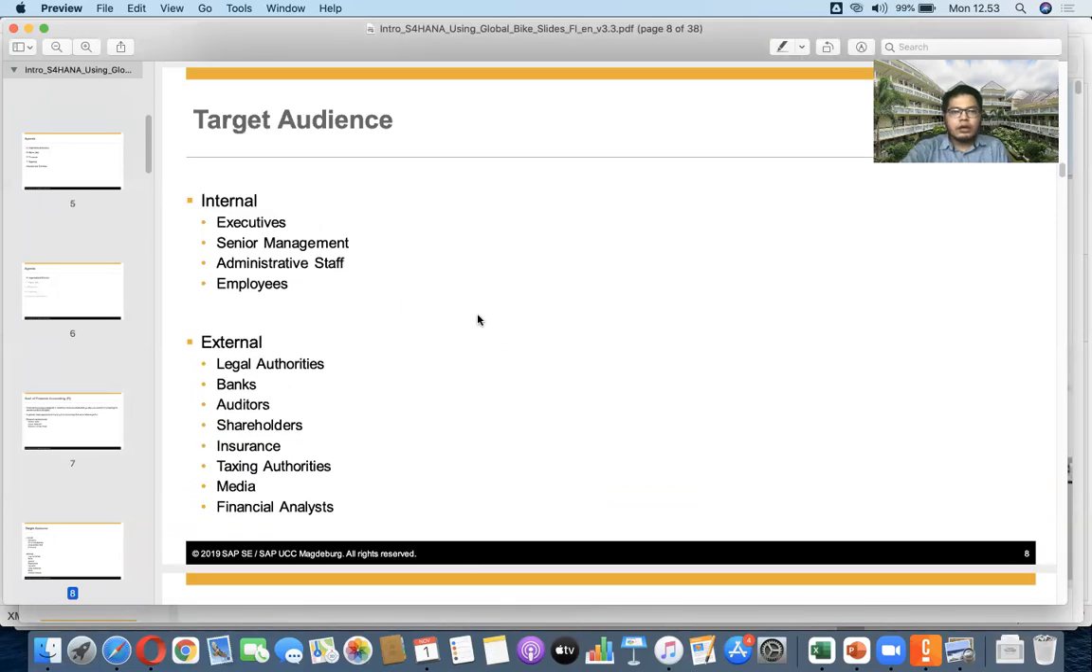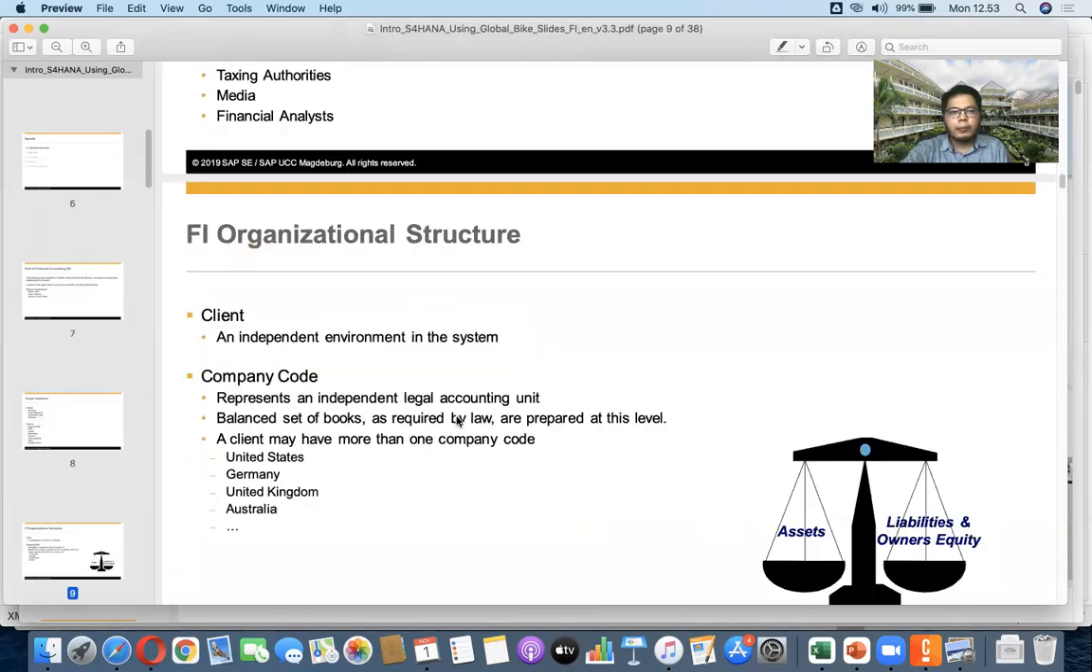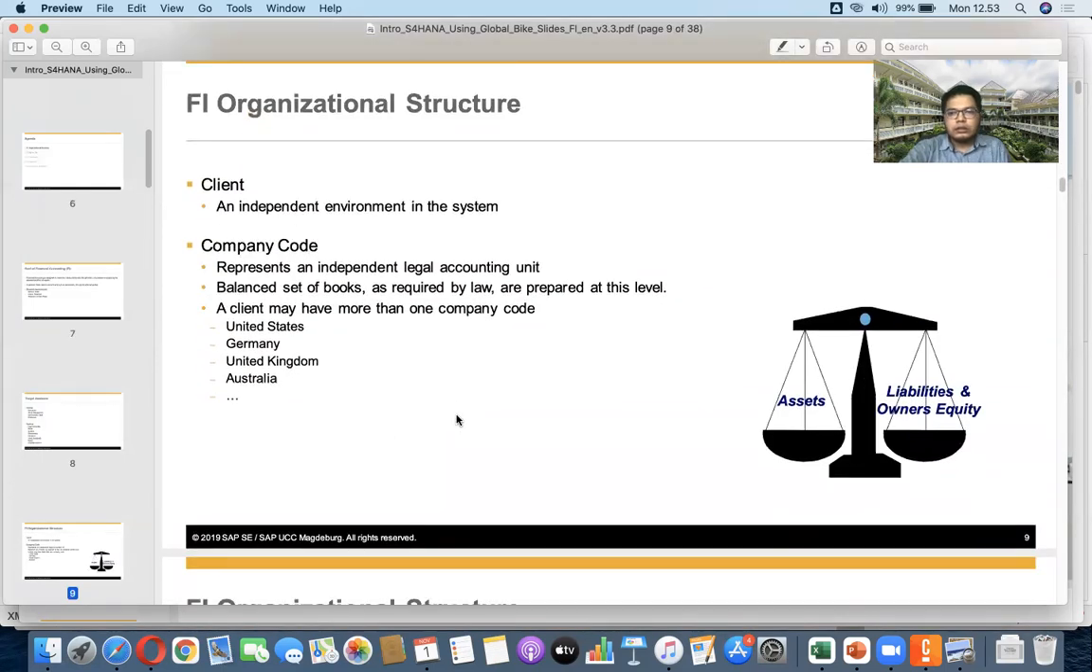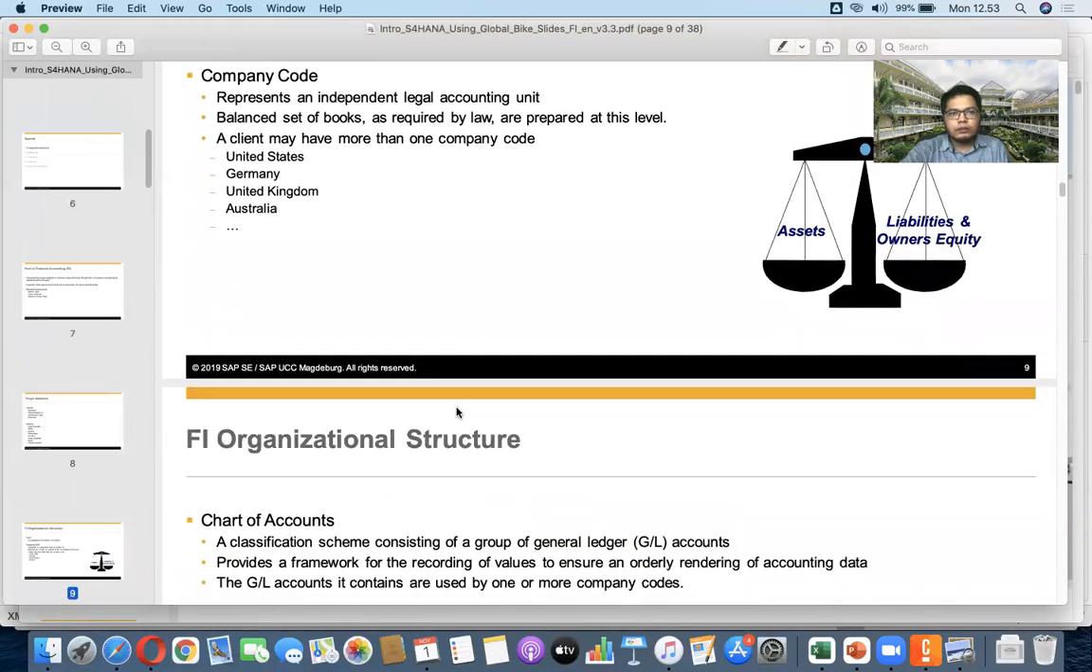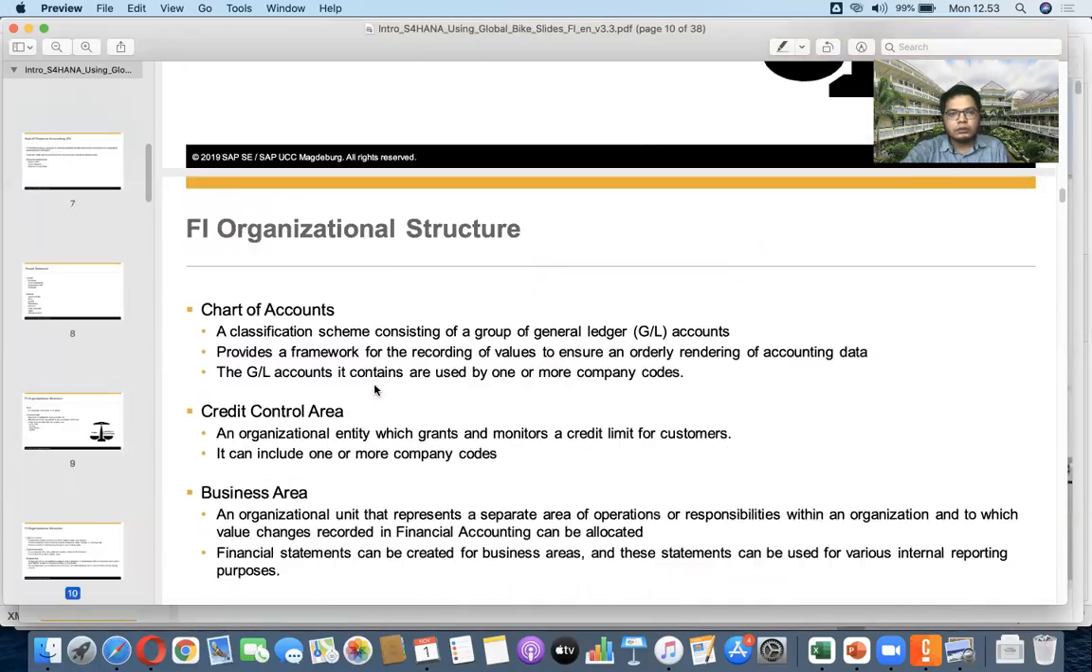The audience will be internal and external. Usually financial is for external parties, but there is also internal. So there is not that much difference in the organizational structure. We already know about this.